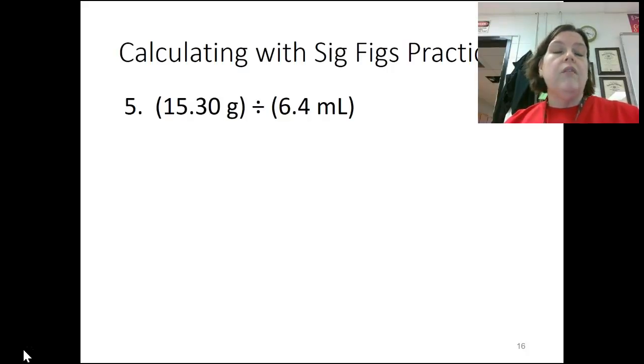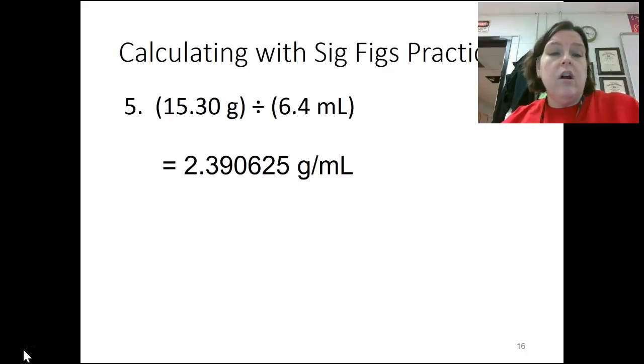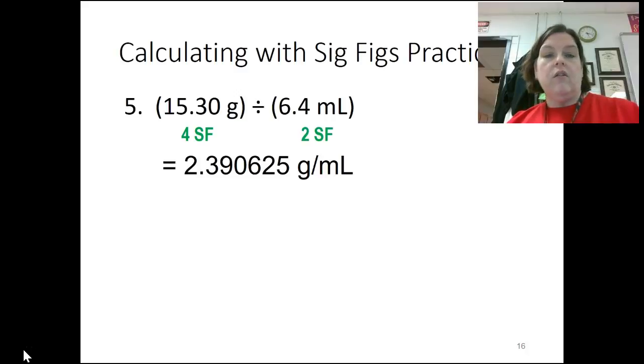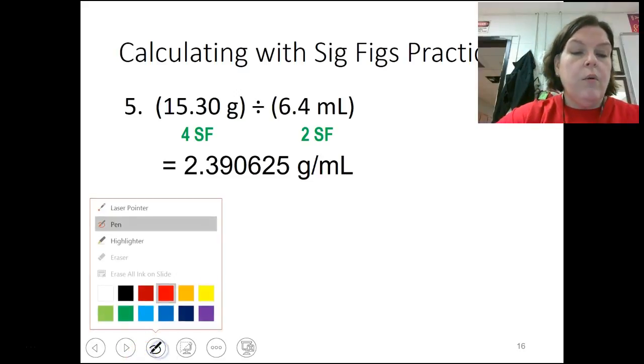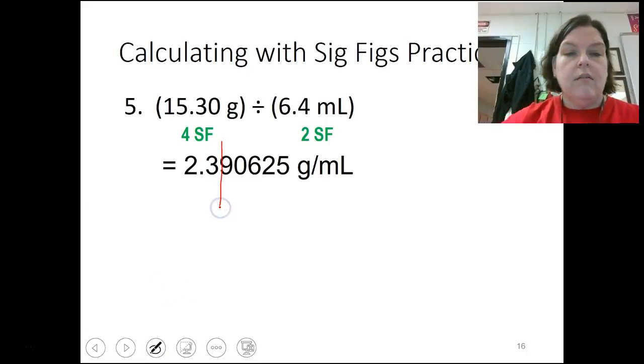So here we go. The first problem is 15.30 grams divided by 6.4 milliliters. Well, we put that in our calculator, we get this number, 2.390625 grams per milliliter. But that's not the right answer. The right answer has the right number of significant figures. So let's look at the significant figures. 15.30, well, there's a trailing zero, but there's a decimal point, so that means we have 4 significant figures. 6.4, well, that's easy, 2 significant figures. So that means our answer has to have how many significant figures? Yeah, only 2.